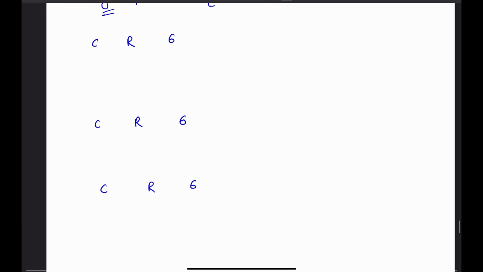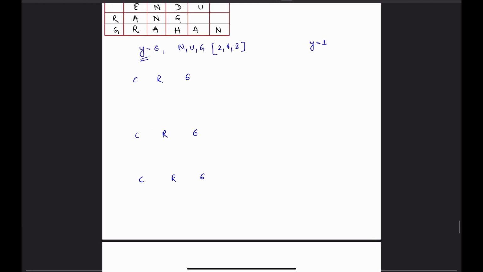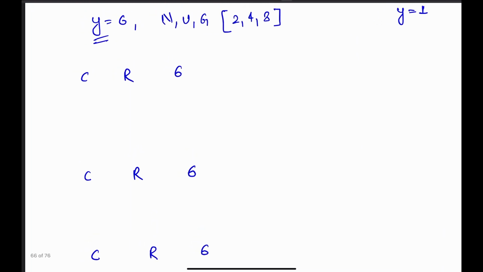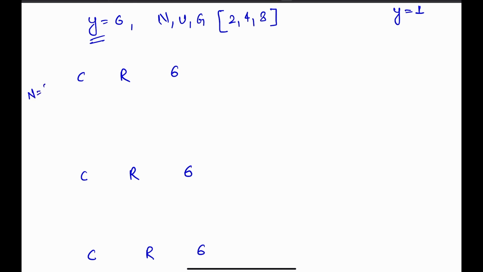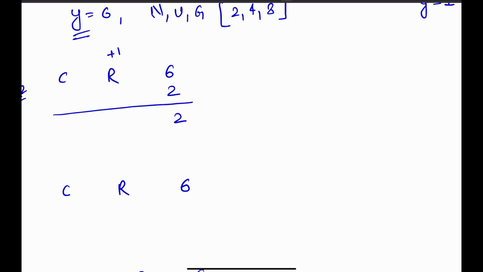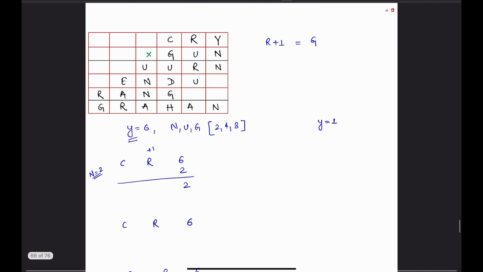CR6. So now that my values are different, let's take n equal to 2. If my n equal to 2, let's multiply. What will be happening? 6 into 2, 12, carry 1. If I carry 1, what is coming here?